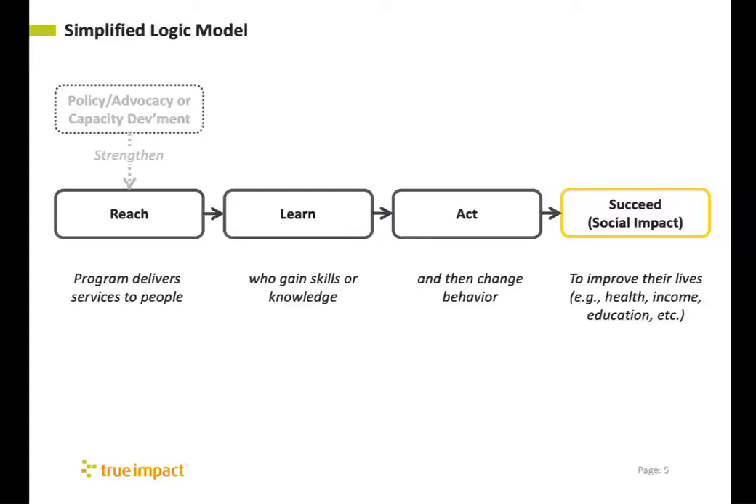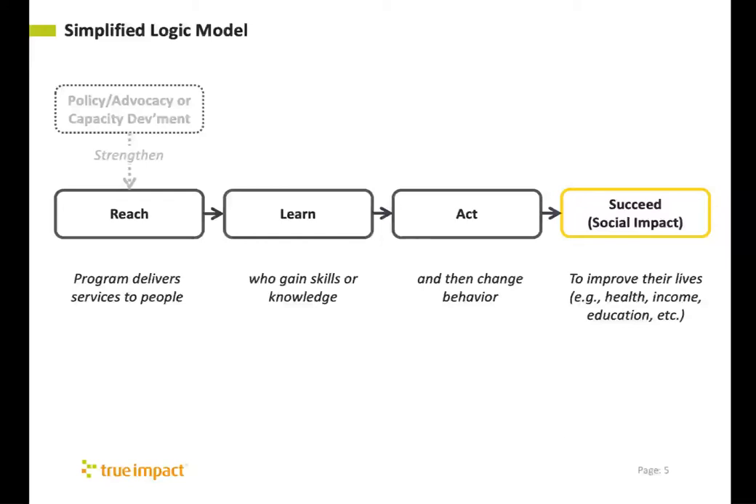For reached, this is the number of people who have access to your program. Every program needs to include reached. And learn, the number of people that gain skills or capacity. Act is the number of people that take action due to the program. This is not the final social impact.